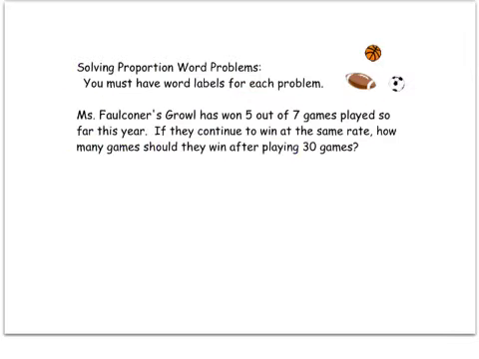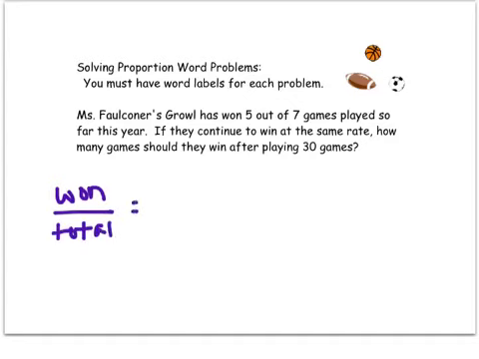Alrighty. So it's solving proportion word problems. Okay, you have to have labels, so you have to write the words. It says, Miss Faulkner's Growl has won 5 out of 7 games played so far this year. If they continue to win at the same rate, how many games should they win after playing 30 games? Okay, so I got to figure out what I'm talking about. So I won 5, and I played a total of 7. So my words are going to be how many I've won over how many total I have played.